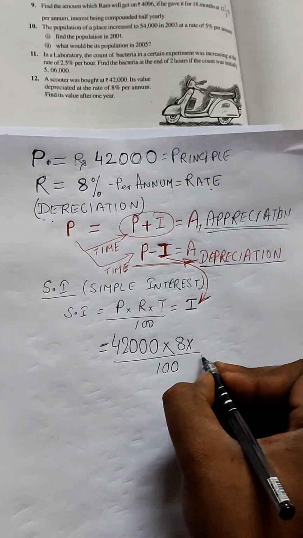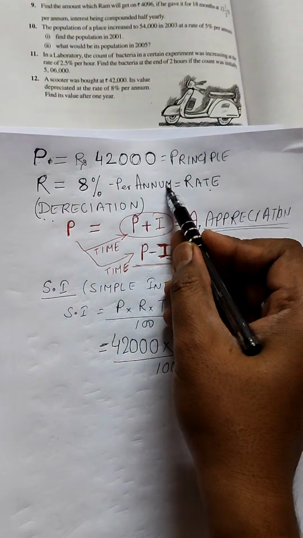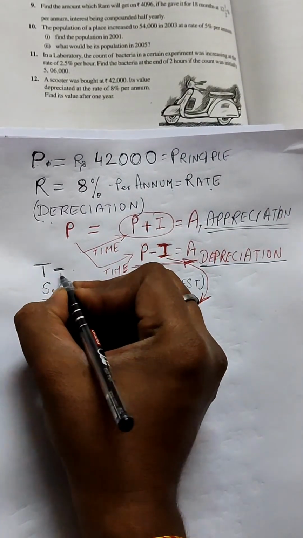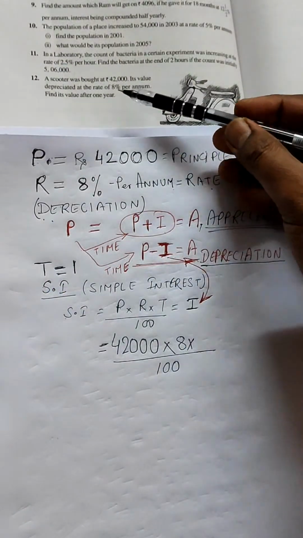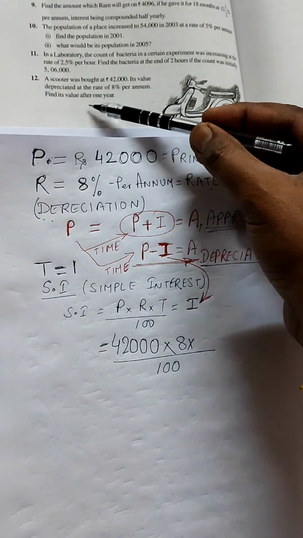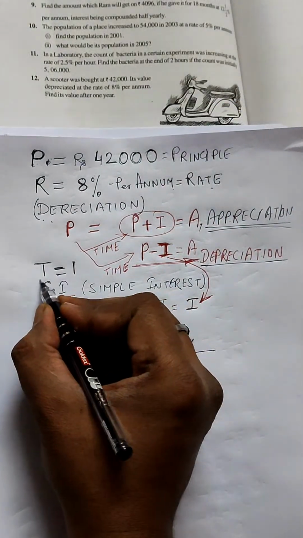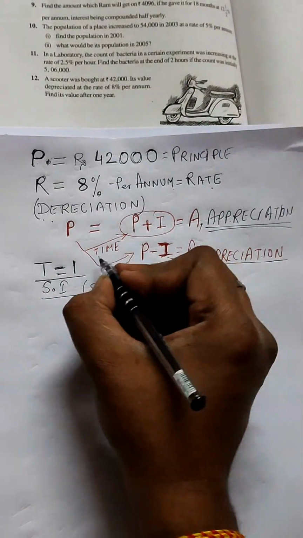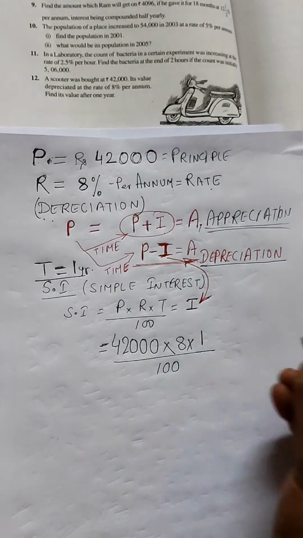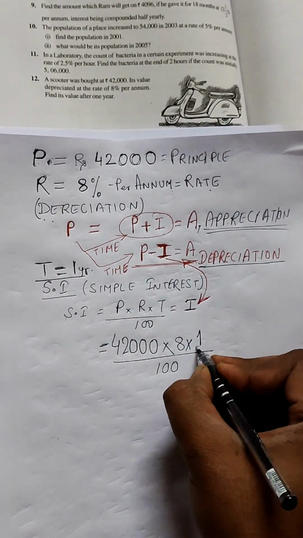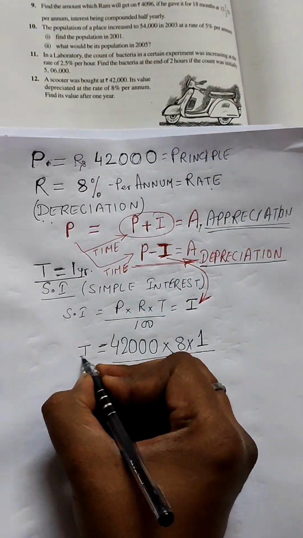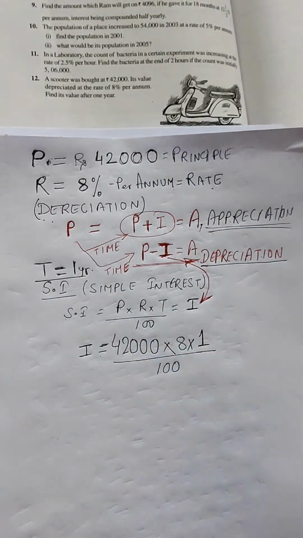And time duration per annum. So time is given to you as t equal to 1, because here you can see, find its value after 1 year. After 1 year means time is 1 year. Year is annual, so just write the value of t as 1 over here. Right? T will be 1. This is the time. Just calculate this. This is equal to I. SI is written as I.